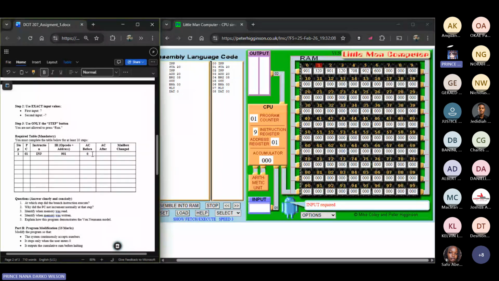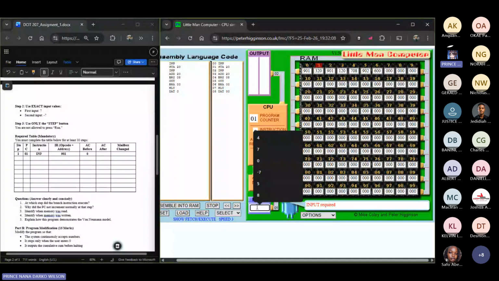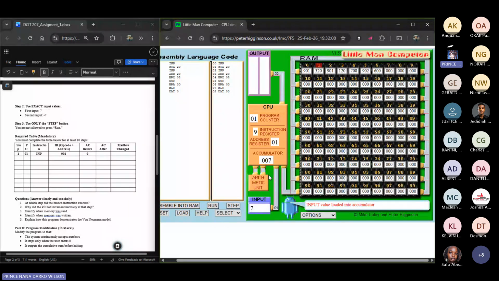So before execution, now let's input our data value here, and then we continue the stepping. It says we have to enter +7 first, right? So on your keyboard, you press +7 and you hit enter. Once you hit enter, there's a change in the accumulator, right? So AC after you step, it increments from 0 to 7. You enter that in the AC after column.